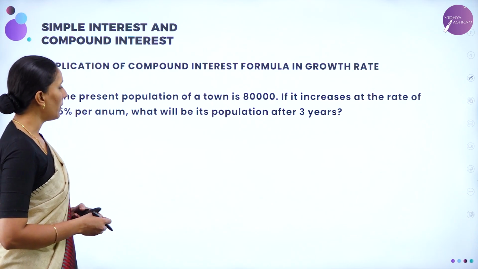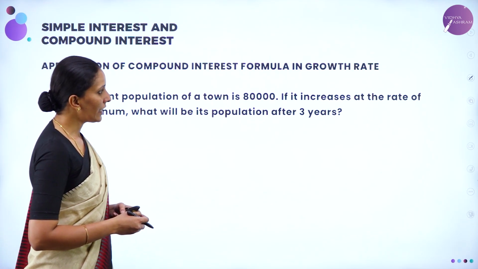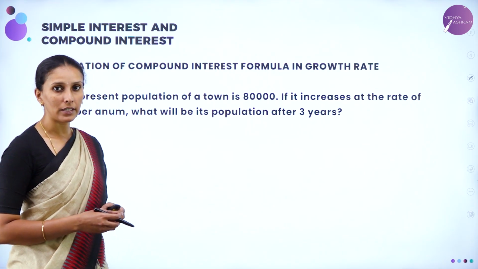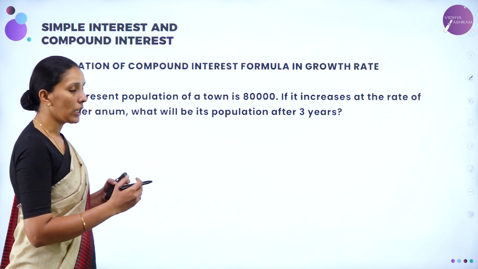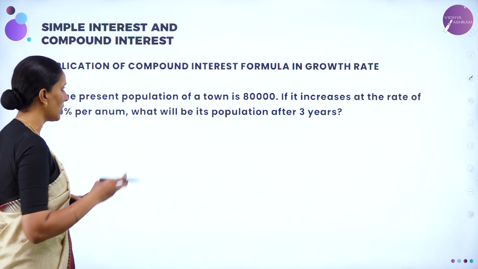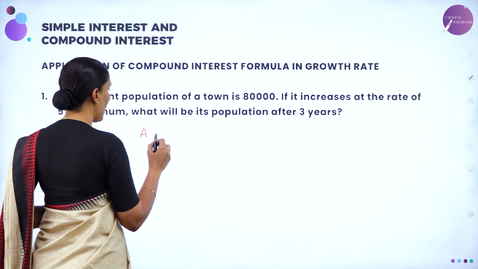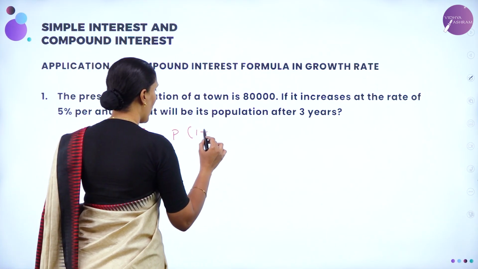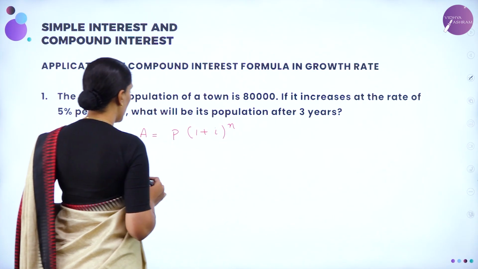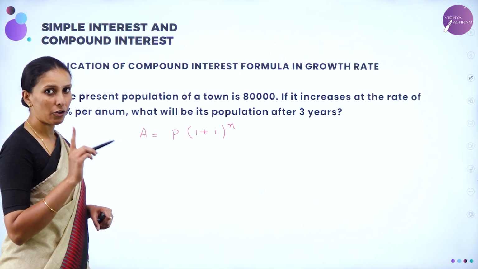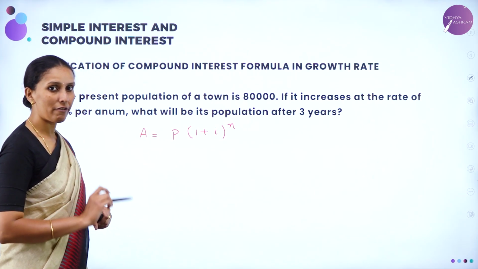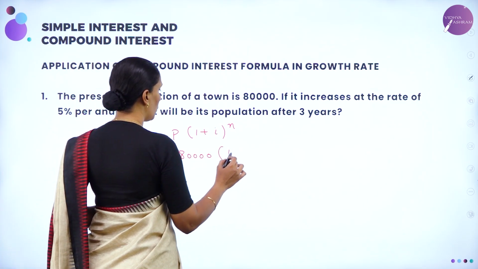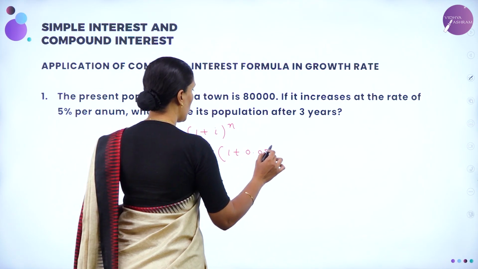Now, the present population of a town is 80,000. If it increases at the rate of 5% per annum, what will be its population after 3 years? That means every year, the population is increasing by 5%. So this can be used directly with the help of the compound interest formula, that is, A is equal to P into 1 plus i whole to the power n. Now, A will act as the final value of the population and P is the initial value. So therefore, it is 80,000 into 1 plus 0.05 whole to the power 3.